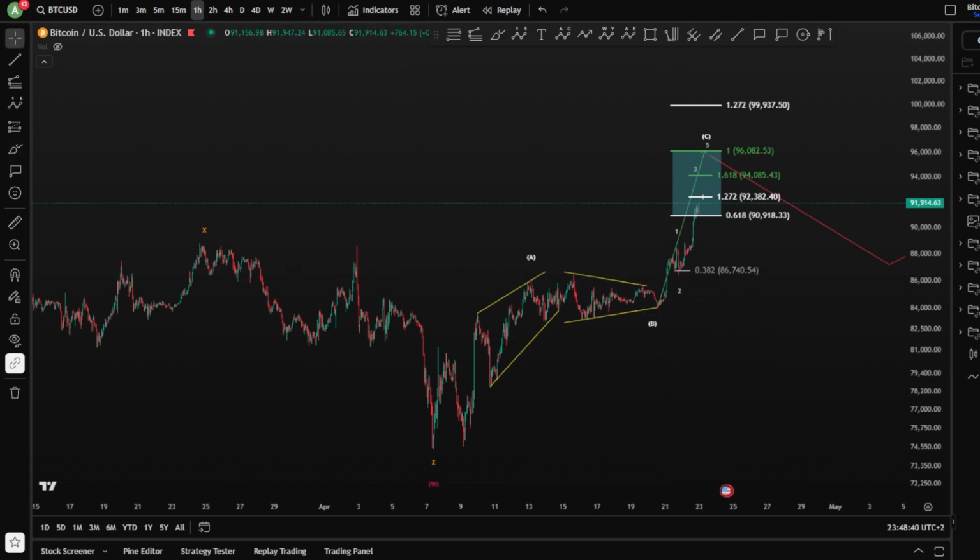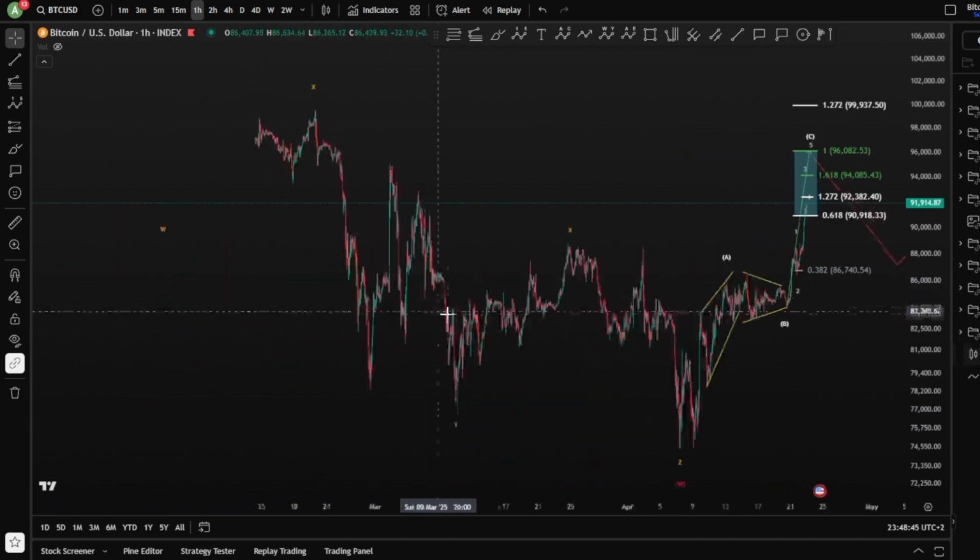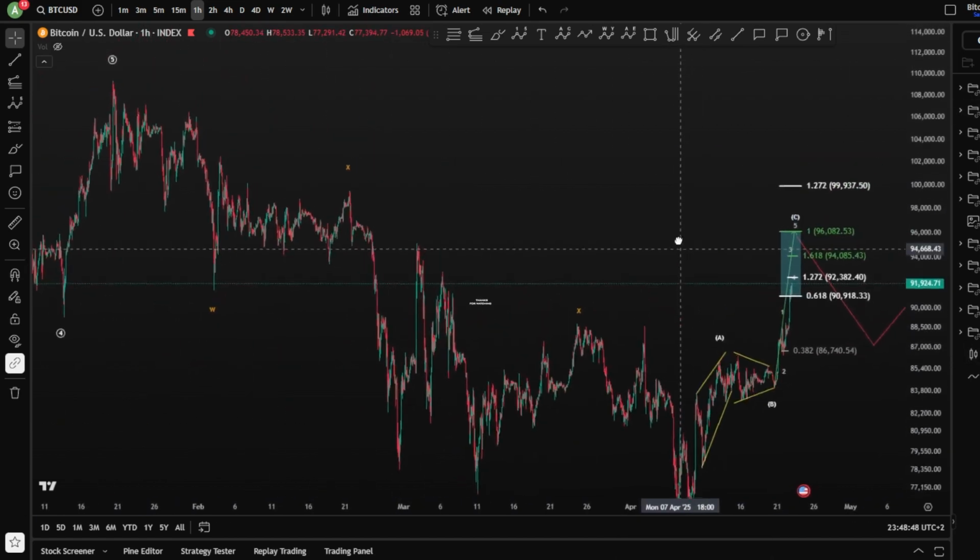Yep, so that was a daily close. I hope that this was not overwhelming for the scenarios. I tried my best to explain it in detail.